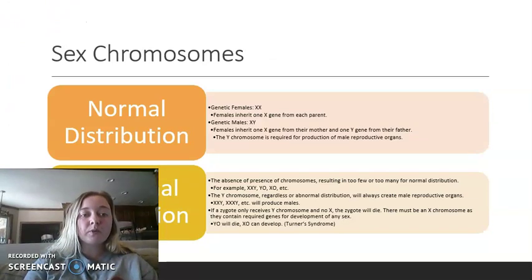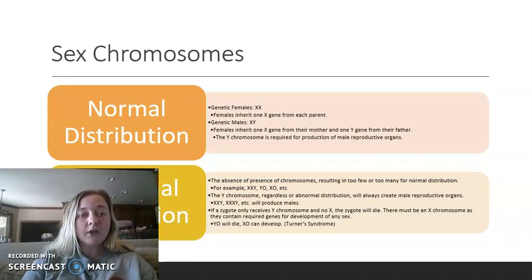Sex chromosomes are normally distributed, with one coming from the maternal side and one from the paternal side. Genetic females are XX and receive one X gene from each parent. Genetic males are XY and receive one X gene from the maternal side and a Y gene from the paternal side. The Y chromosome is required in order for production of male reproductive organs.